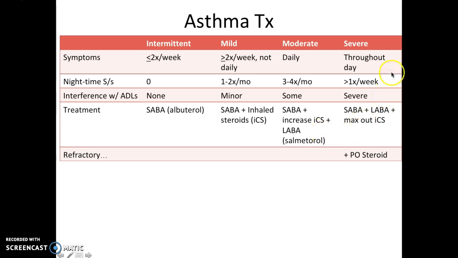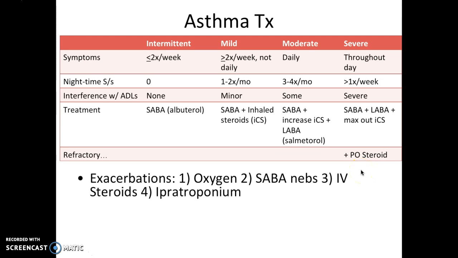So then finally, if a person is having symptoms every single day, all day, and nighttime symptoms greater than once a week, we want to be considering not just the SABA and the LABA, but maxing out the inhaled corticosteroid. And if that still doesn't work, that's when we add the PO, or the oral steroids.